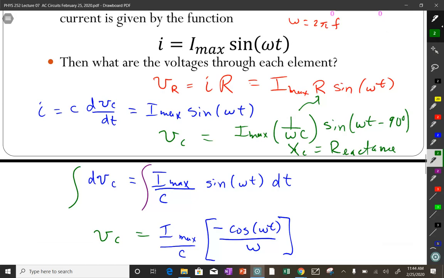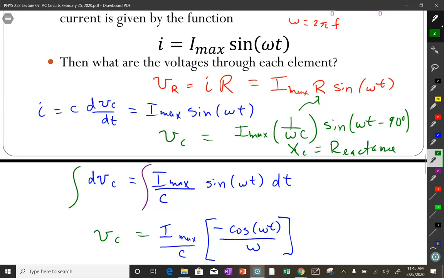So what's the maximum voltage we'll have across the capacitor? It's either I max times XC or I max over omega C. Either one would be a correct statement. So we can calculate the maximum voltage across the capacitor using this XC. But notice that XC depends on the frequency, on omega. So if omega is small, what does that make XC? Should make XC pretty big.